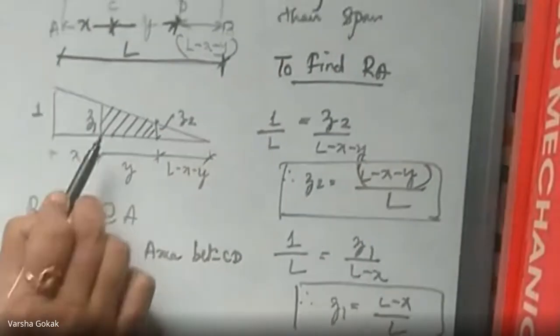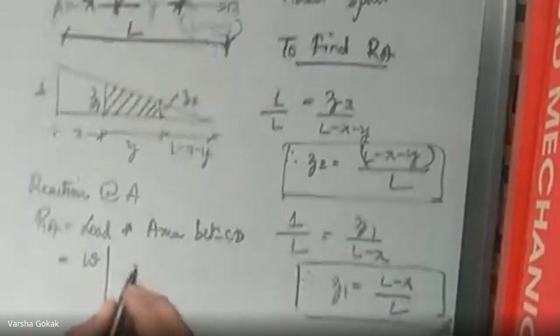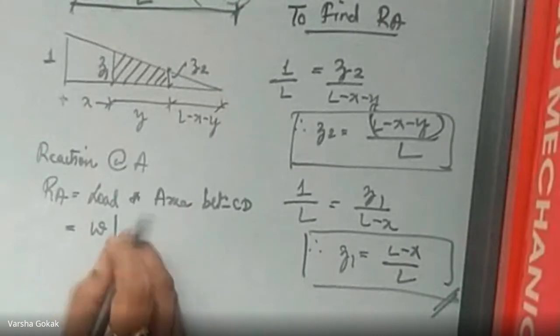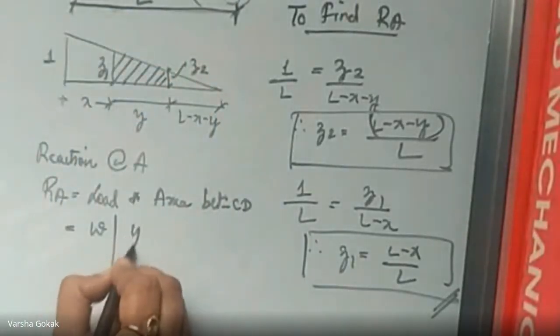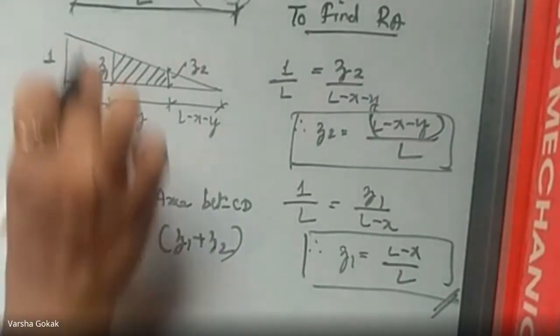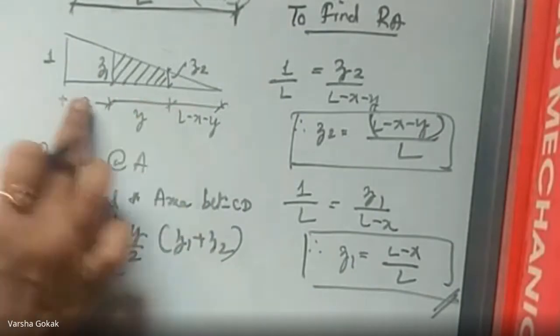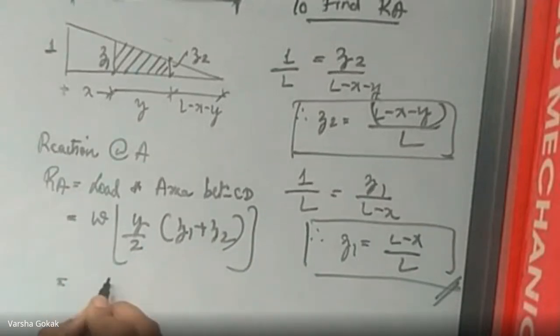Now the area of this is going to be the area of the trapezoid. That is, what is the formula? Z2 plus Z1. First, let me write the formula. Y divided by 2 into Z1 plus Z2. Right? Z1 plus Z2 divided by 2 into Y, or Y divided by 2 into Z1 plus Z2. You can write it like this. So then substitute Z1 and Z2.